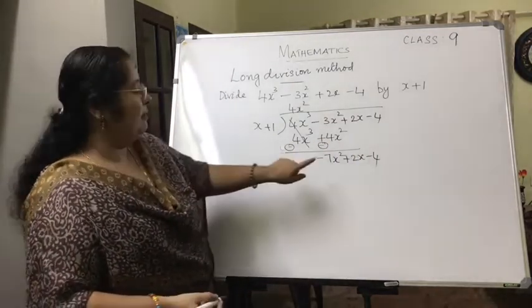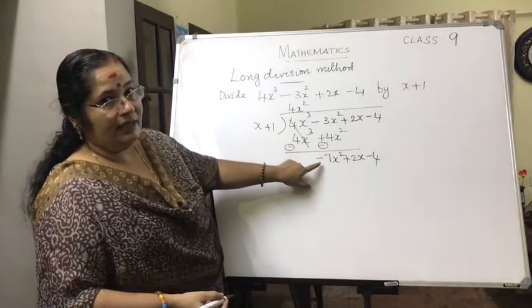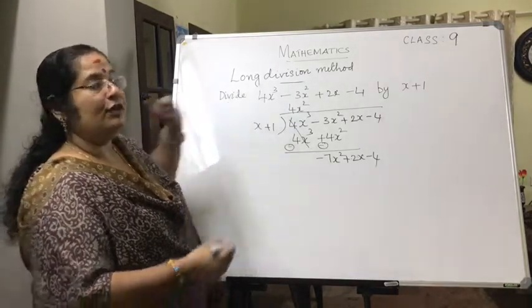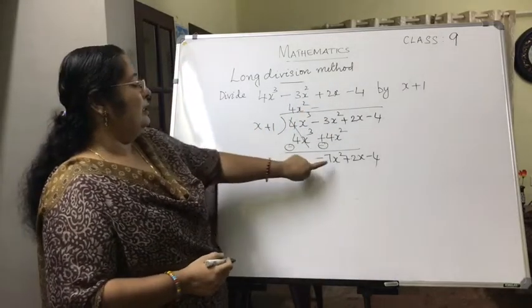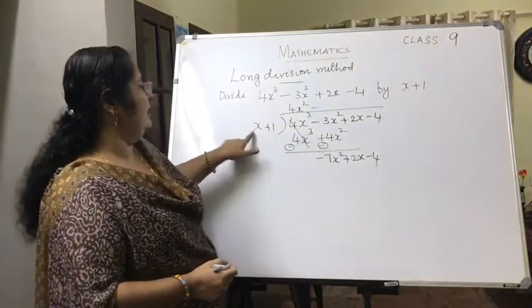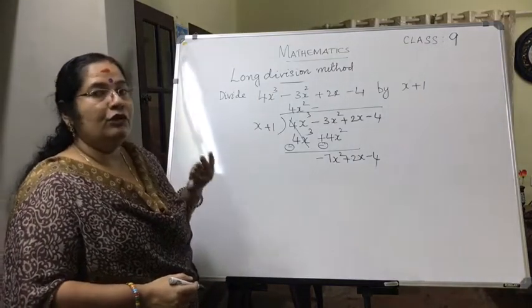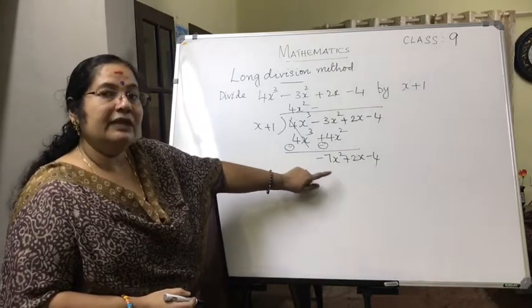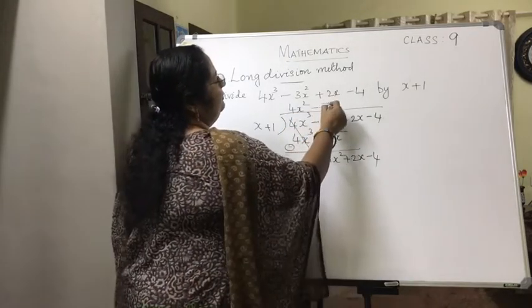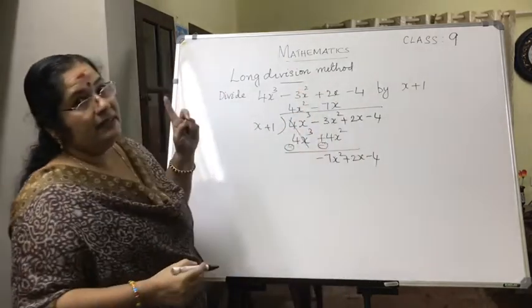Now what is the next step? Look at the sign over here. It is negative. What do you have to do? The next term would also be a negative term in the quotient. Now look at the term here. 7x square. This is x. With what you should multiply x so that it becomes 7x square? Multiply it with 7x. So the quotient here, second term is minus 7x.